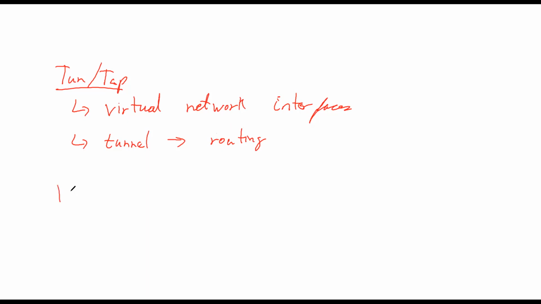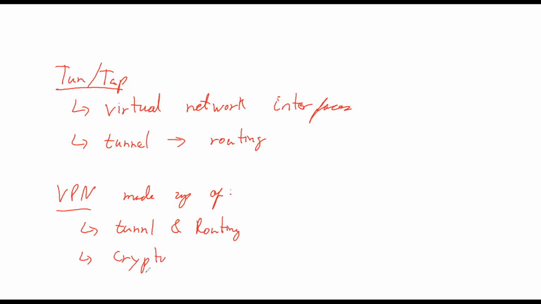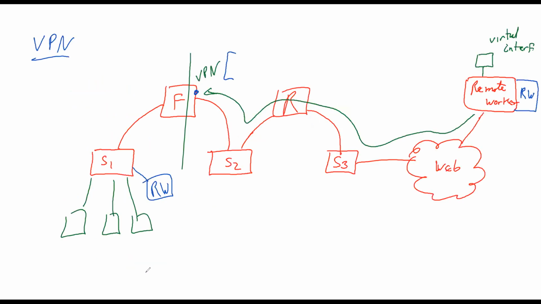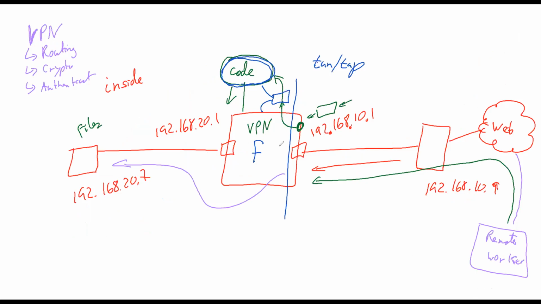If you remember, a VPN is basically made up of tunneling, routing, and the crypto. Now the problem, as I said when comparing this to port forwarding, is that we can't open a whole bunch of ports. So if we just have one port, how do we handle all these different packets that we have coming in?